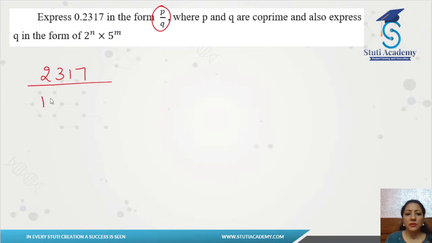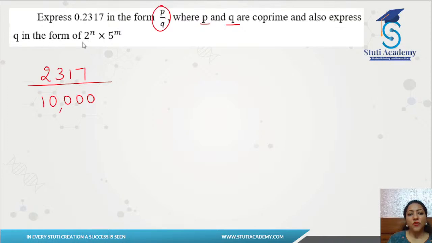You can just straight away write this as divided by 1000. Very easy. 2317 divided by 10,000 we have. 10,000 because there are 4 digits after the decimal. That is why I've written here 10,000. Now we want P and Q to be co-prime. It is very clear this is an odd number and this is an even number. The co-prime numbers we cannot cancel further. It's not possible to cancel, so they're co-prime numbers.